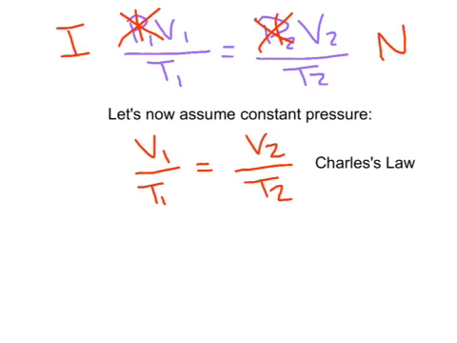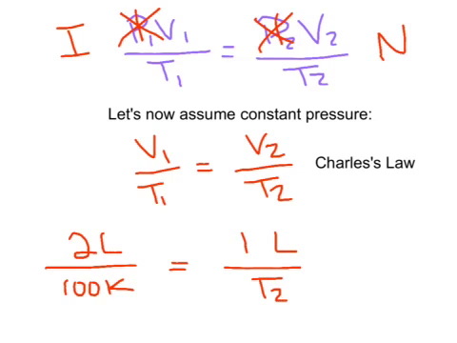Who came up with Charles's law? Dr. Law. Good. Let's see how some numbers work out here. Let's say we have an initial volume of 2 liters and the temperature was 100 Kelvin. Let's say we've changed the volume down to 1 liter. What is the new temperature? Can you figure it out? You can do cross multiplication or whatever works best for you.